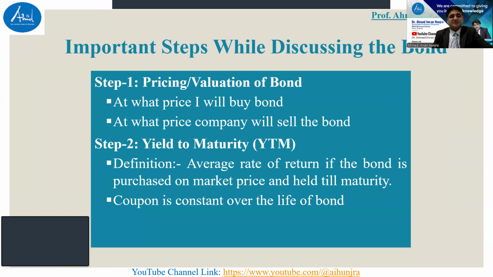Then the second step is yield to maturity. What is yield to maturity? It's the average rate of return if the bond is purchased at today's price, meaning the market price, and held till maturity. This rate is different from the coupon rate. Coupon is a fixed rate and it will not change. The yield to maturity is the rate of return at which the bond price is valuated, and this rate will remain the same over its life.